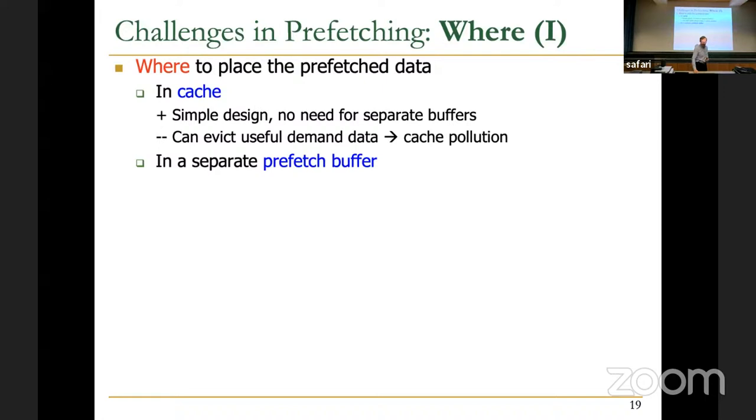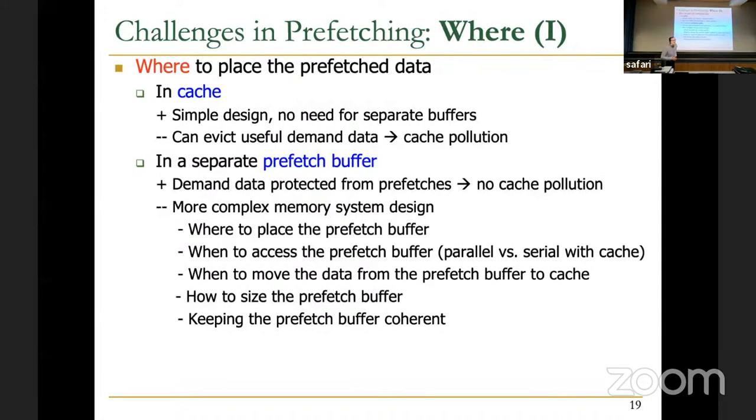If you use a separate prefetch buffer, separate from the cache, now you protect the demand data from the prefetches, so no cache pollution, that problem goes away. But unfortunately, this complicates the memory system. So now you have a more complex memory system design and more choices to make. Where do you place the prefetch buffer? Do you have a prefetch buffer for L1, L2, L3, memory controller? Now you basically replicated the cache hierarchy, like a prefetch hierarchy also.